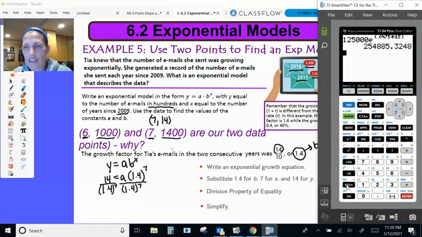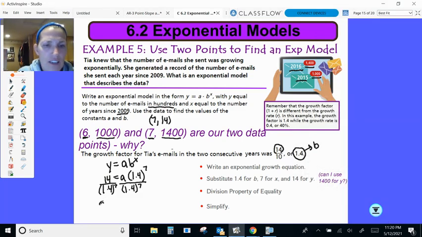And let's see what we get here. We have 14 divided by 1.4 to the 7th power, and close my parentheses. Boom. About 1.33. So we know that our value of a is about 1.33. Now that I know the value of a, y equals 1.33 times my b, which is 1.4 to the x. And there's my equation that represents the growth of my emails.